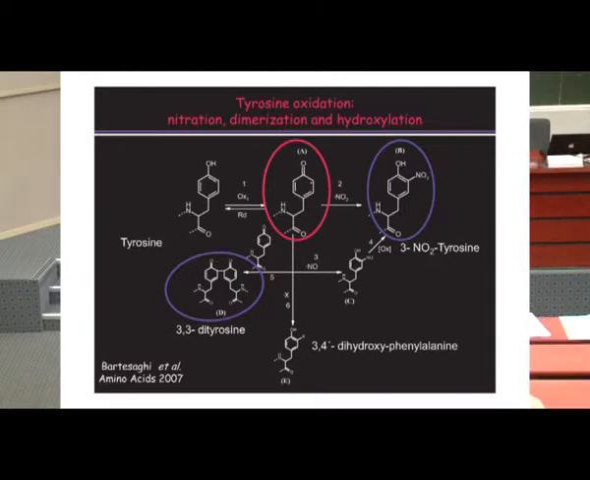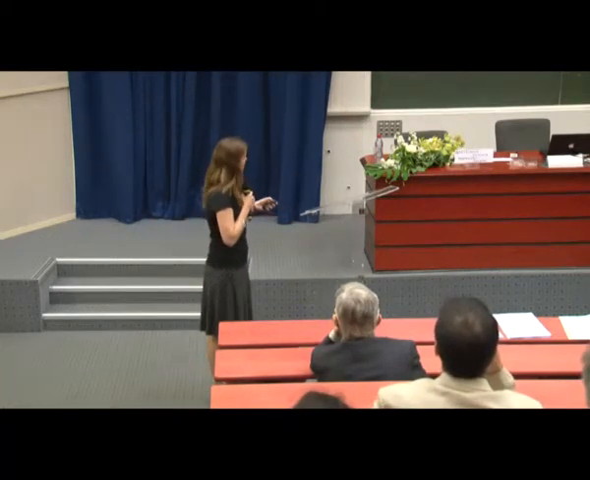So the formation of 3-nitrotyrosine involves the intermediate formation of the tyrosine radical, which, as I said, can be formed by different oxidants. And in addition to 3-nitrotyrosine, other products can be formed, for example dityrosine, which involves the recombination reaction of two tyrosine radicals.